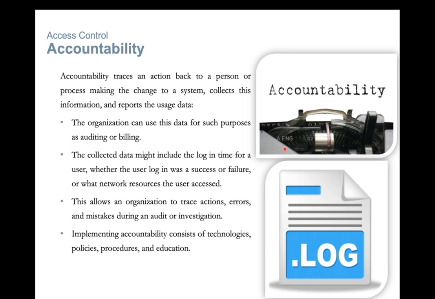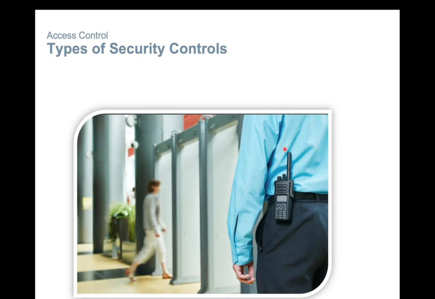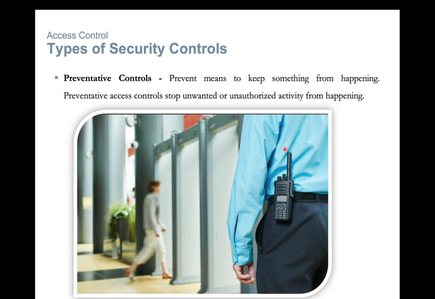Then, what are the types of security controls to give the access control? Let us see the types of security controls. One is preventive controls. Preventive means to keep something from happening. Preventive access controls stop unwanted or unauthorized activity from happening.